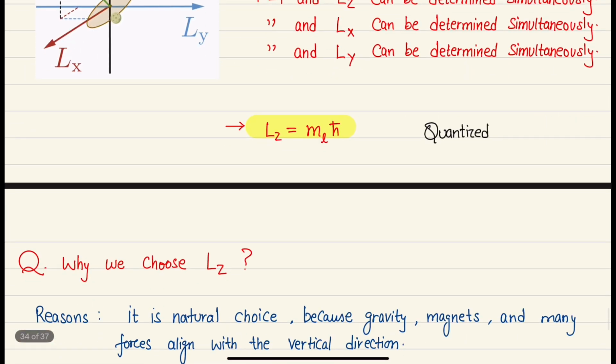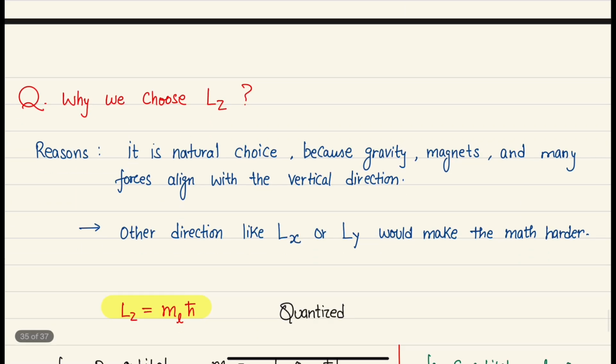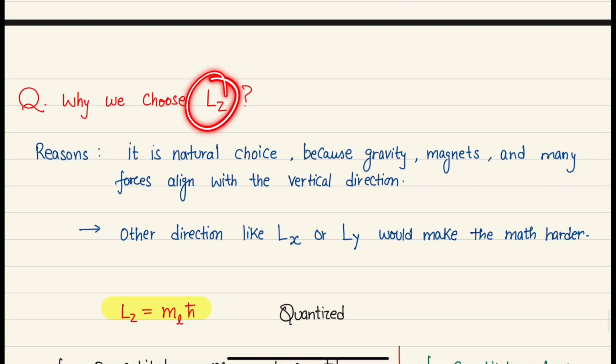So this is the z component of orbital angular momentum, and that is equal to ml h cut. Now, why are we talking about only Lz? Why not Lx? Why not Ly? Why not L? Why are we talking only about Lz and why have we chosen Lz?